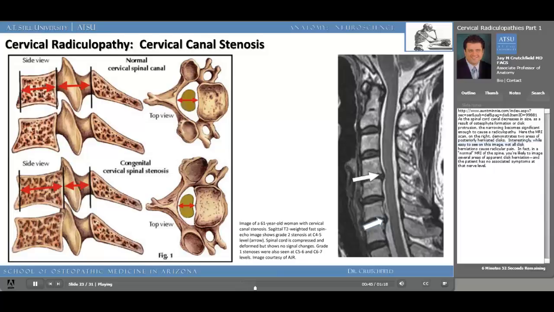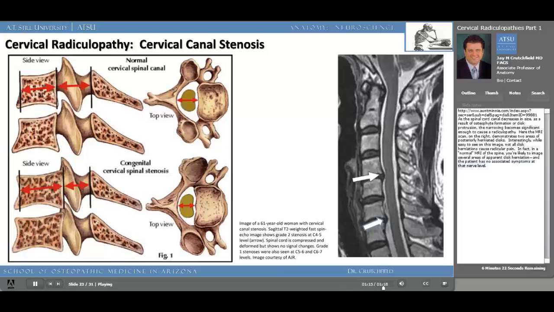The slide on the left shows various types of spinal stenosis, how some can be caused by osteophyte formation and others being congenital. If you look at the size of the canal in the top view versus the size of the spinal canal in the bottom view, you can see how compression occurs as a result of postural or osteophyte changes.